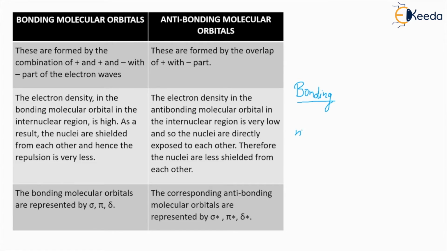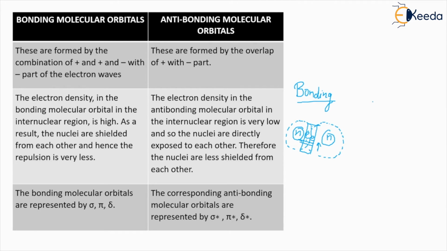If I have two nuclei, this is an orbit. Let me make this nucleus a little nearer so that I can show the internuclear region very clearly. Just making this nearer, making another orbit. So the electrons will be here. The probability of finding electrons in this particular region, the internuclear region, is high.